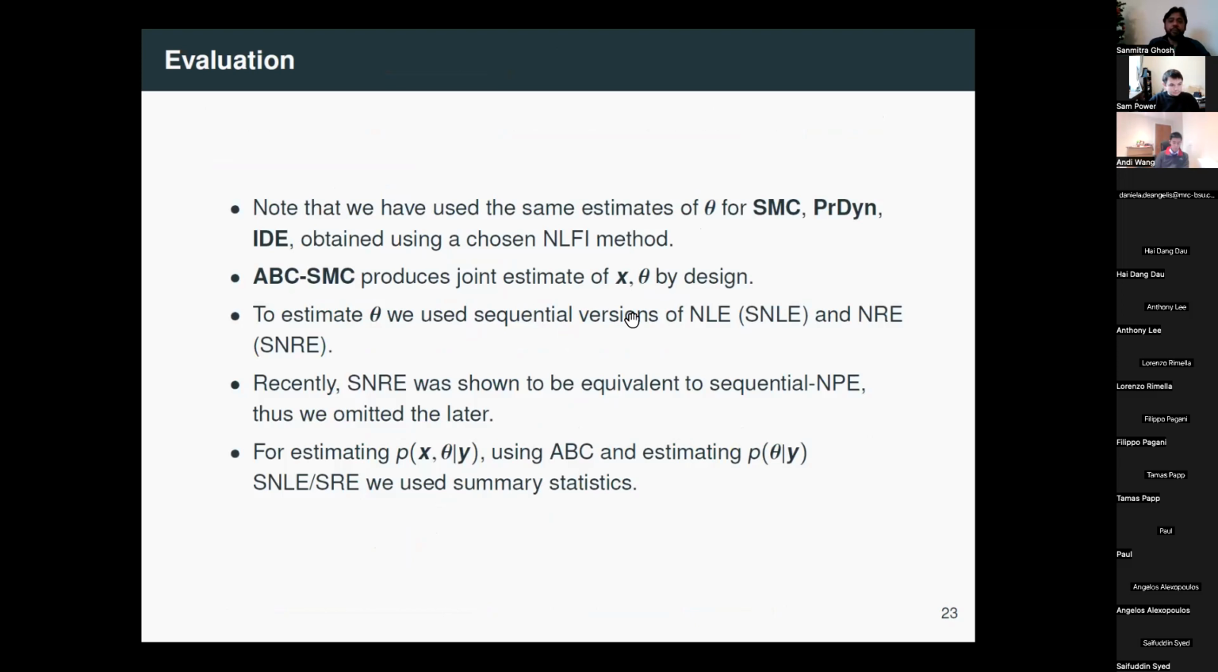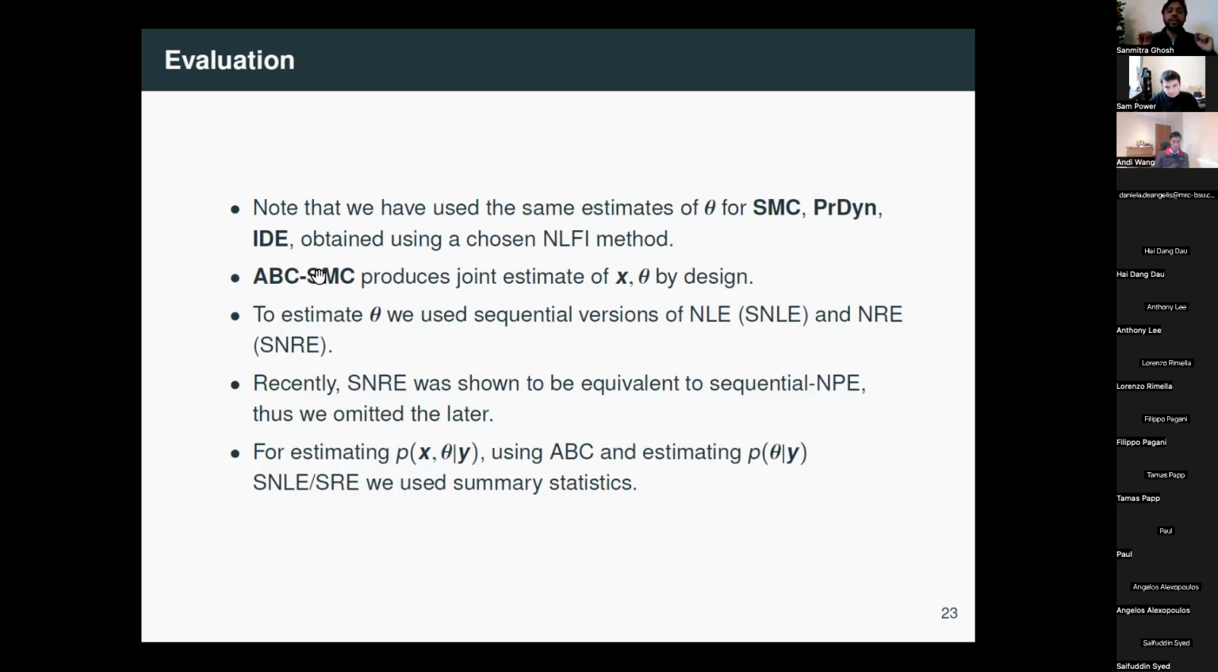So how do we evaluate correctly? The problem is that the posterior predictive is dependent on theta as well as X. So we are tweaking in two different angles, and we want to isolate the role of the X estimate rather than theta, because we know how NLFI works for theta. So to rule out the possibility of theta influencing the outputs, for at least these three methods I've used the same theta samples generated by the same NLFI method when comparing SMC, prior dynamics, and IDE. I cannot do that for ABC, but there is a lot of literature comparing ABC SMC with NLFI.